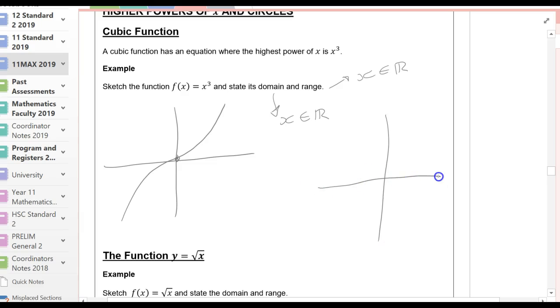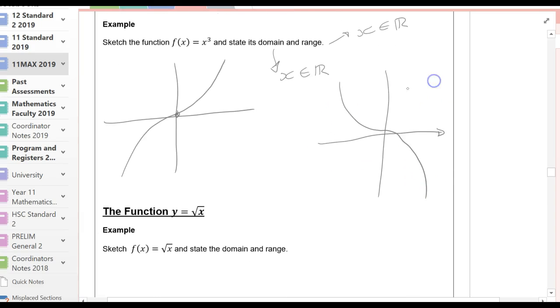You might remember that a -1 goes like that. That's y equals minus x cubed.